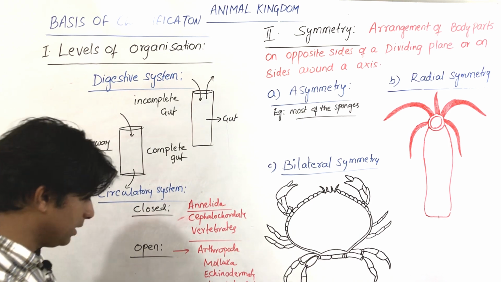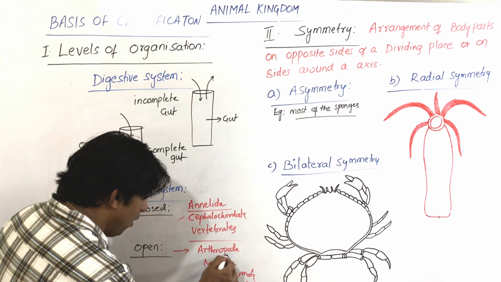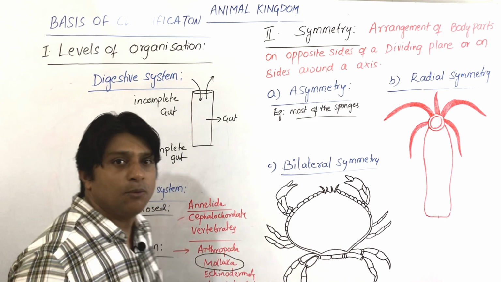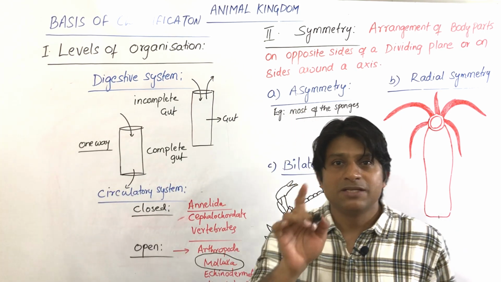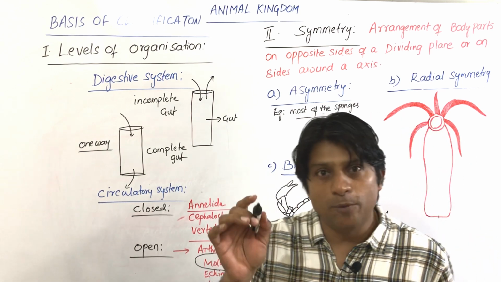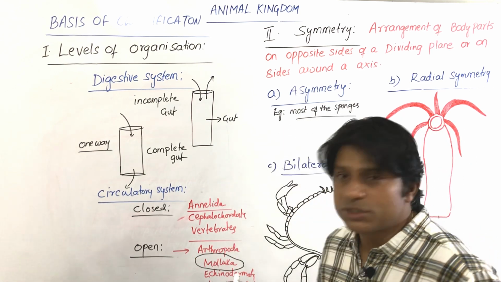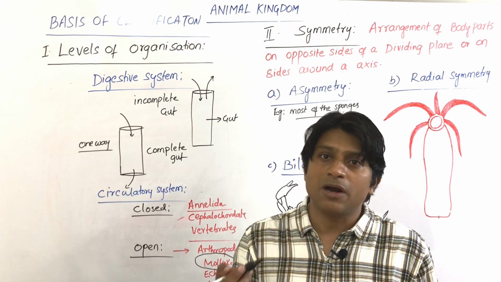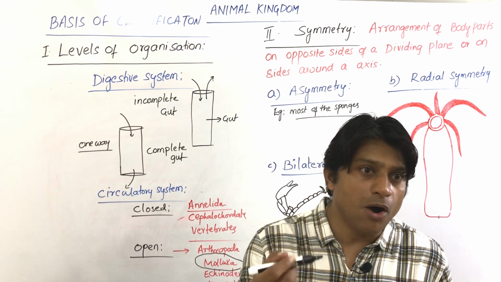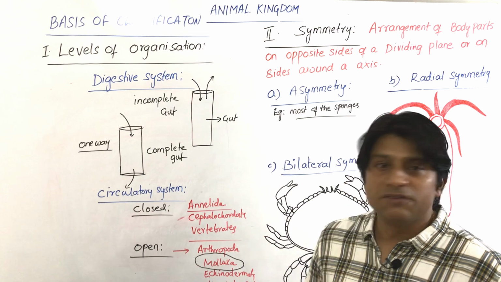Next, molluscans. Just remember, all molluscans have open circulation except cephalopods. Cephalopods are the molluscans which have closed circulation, which includes your cuttlefishes, squids, octopus. All are placed under Cephalopoda.